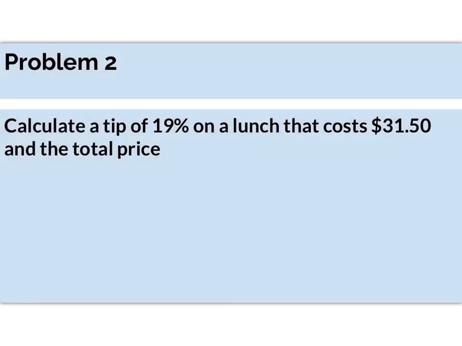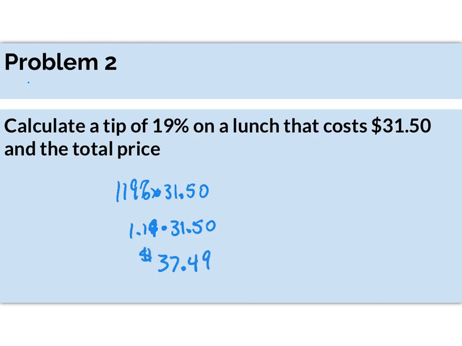Okay, problem 2. Calculate 19%. So the numbers should keep going up. So we get 119% times 31.50, 1.19, 19, not 18, times 31.50 gives us $37.49. Okay, so that's the end of this video.